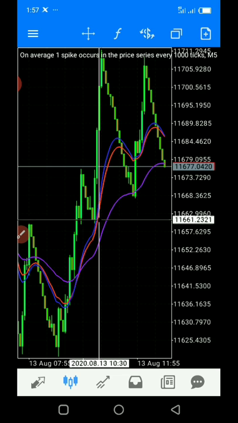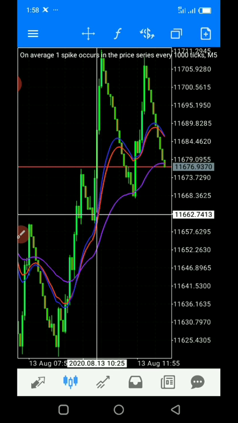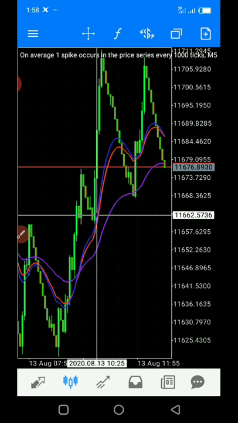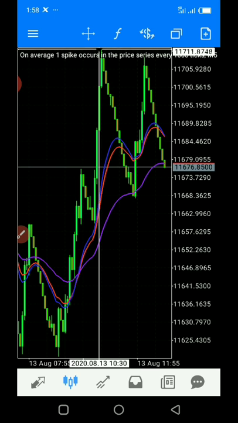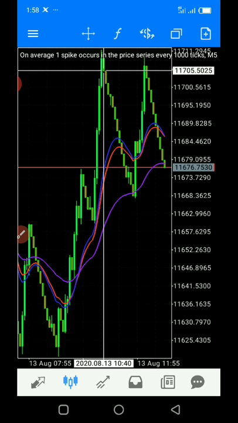As price approaches the blue moving average, we should not wait for price to touch the blue moving average before we enter for a buy, because sometimes it might not actually get there before it spikes up. So if we had taken our entry here at this level, we would have been in profit. Now this is how you place your stop loss and your entry.